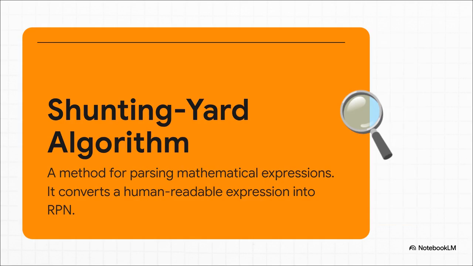So what in the world is this shunting yard algorithm? Well, think of it as a translator. It takes a math problem that's easy for us humans to read, like 3 plus 4, and it converts it into a format that's way, way easier for a computer to execute. That computer-friendly format is called reverse Polish notation, or RPN for short.